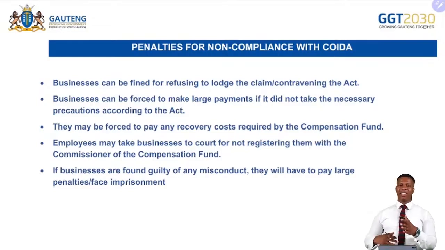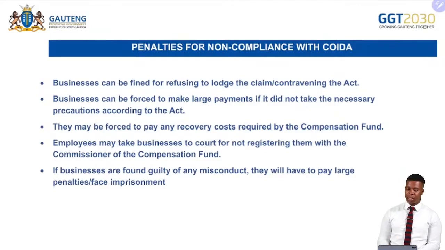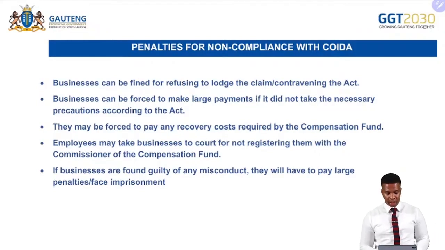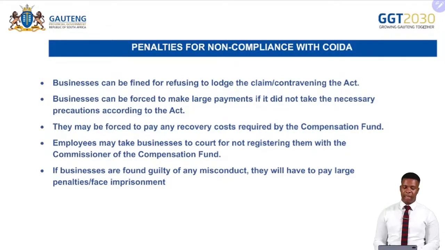So if a business did not do the measures, did not provide instructions, did not ensure that the right person is using the machine and the person who's using the machine has the skills and competencies, then the business can be considered to be now negligent, and that can lead to them paying for that particular mistake, and then they may be forced to pay any recovery costs required by the compensation fund if they fail to comply or pay towards the compensation fund.